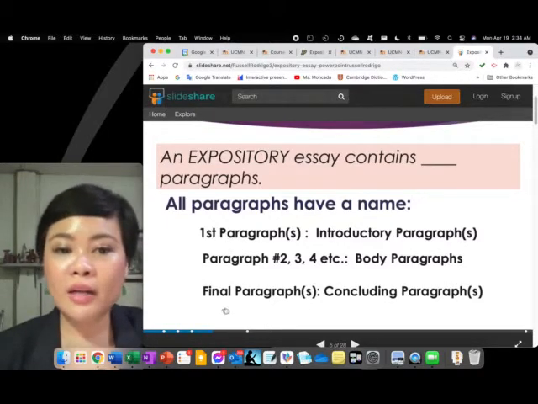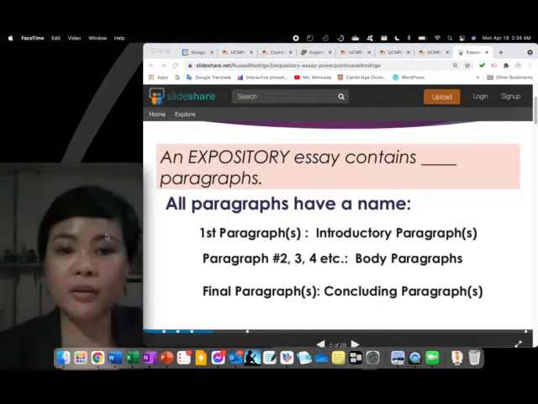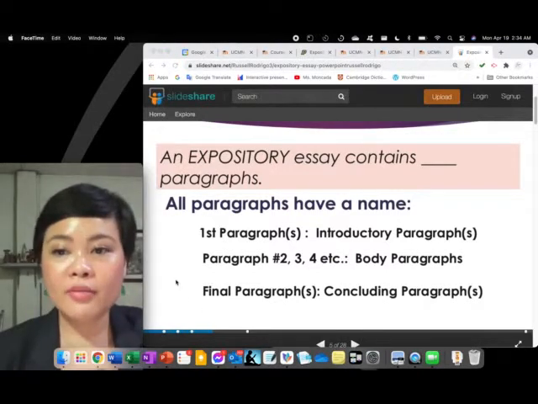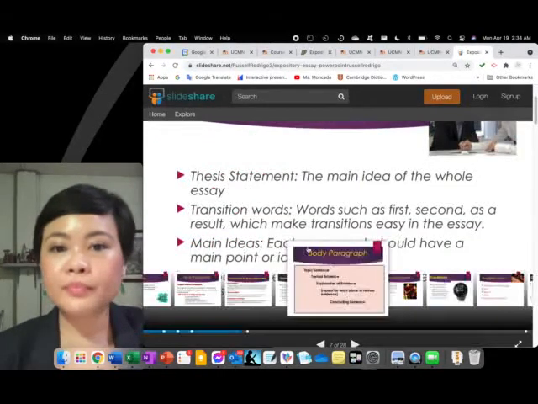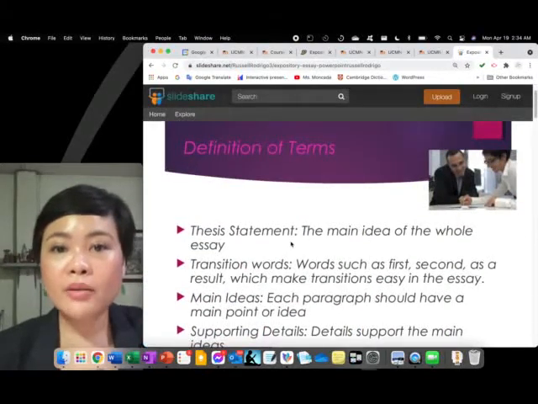And then you have the final paragraph, which is the concluding paragraph. So each paragraph is going to be explained in detail in the following slides. Okay, so let's talk about some keywords.